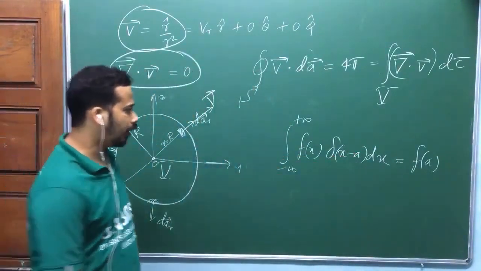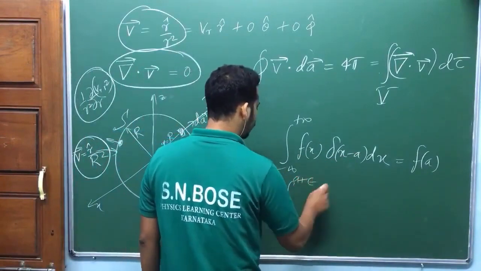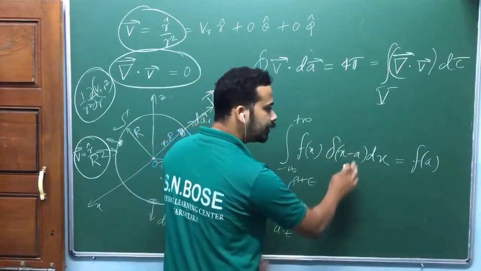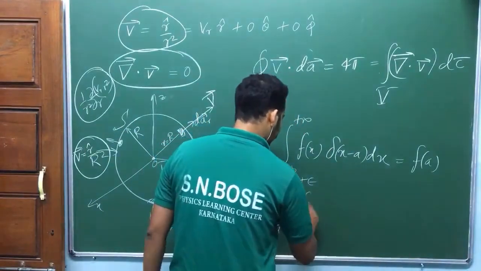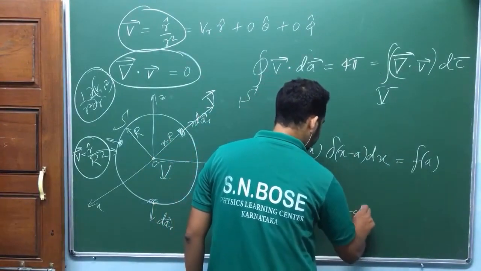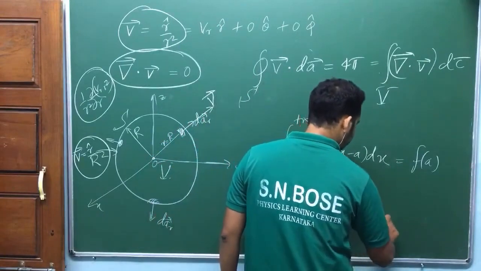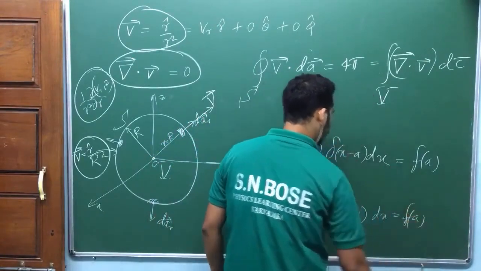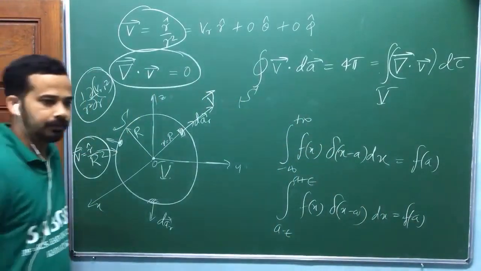Or I can take it like this: a minus epsilon to a plus epsilon. Am I right? If you integrate in the neighborhood of the point where the Dirac delta is a spike, at that point also this is true. It need not be throughout the region, okay? The integral of f of x delta of x minus a dx is equal to f of a, isn't it? I hope I have taken all of these properties earlier. Try to solve some problem.